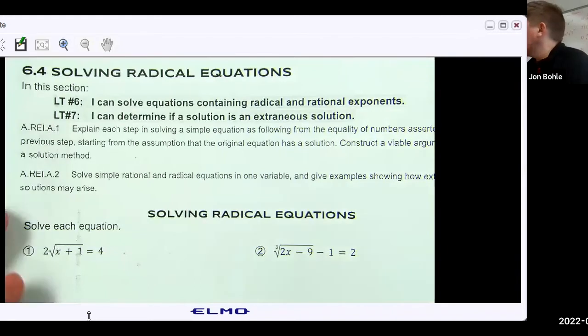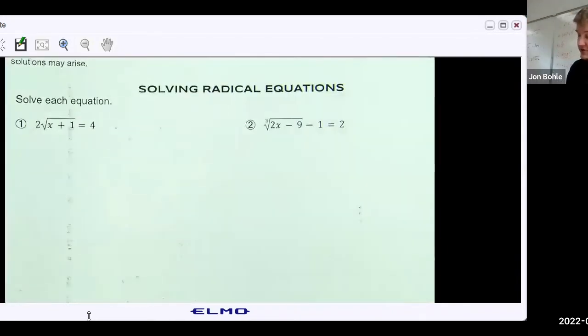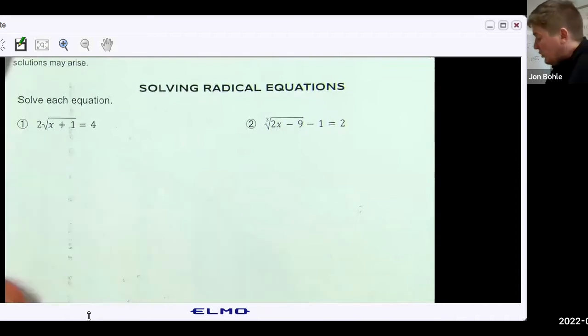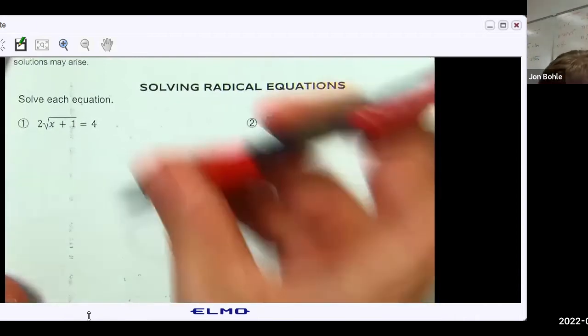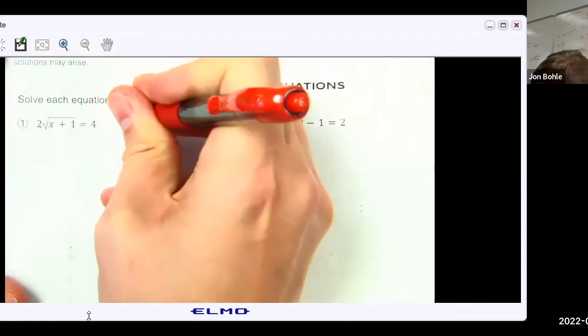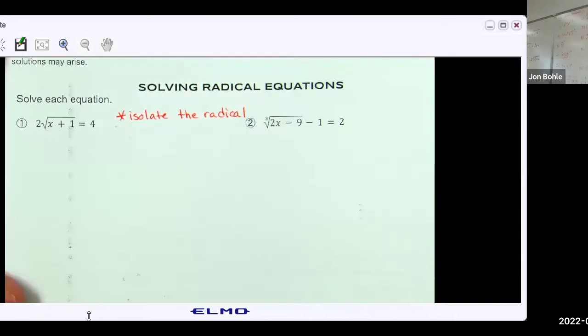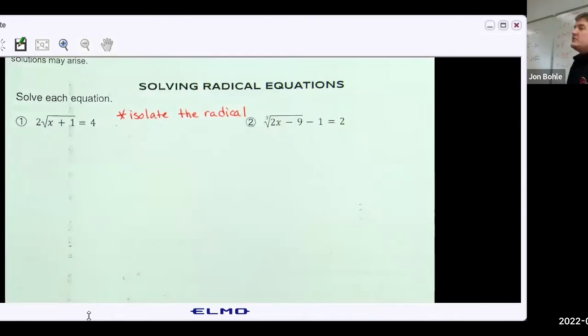Let's just talk about the learning target 6, which is solving radical equations. Okay, radical equations, obviously equations that involve a radical symbol. Your first goal is in general to isolate the radical. I believe that these problems theoretically will make a lot of sense to you based on work that we've already done and will not be overly difficult if you can start by isolating the radical.